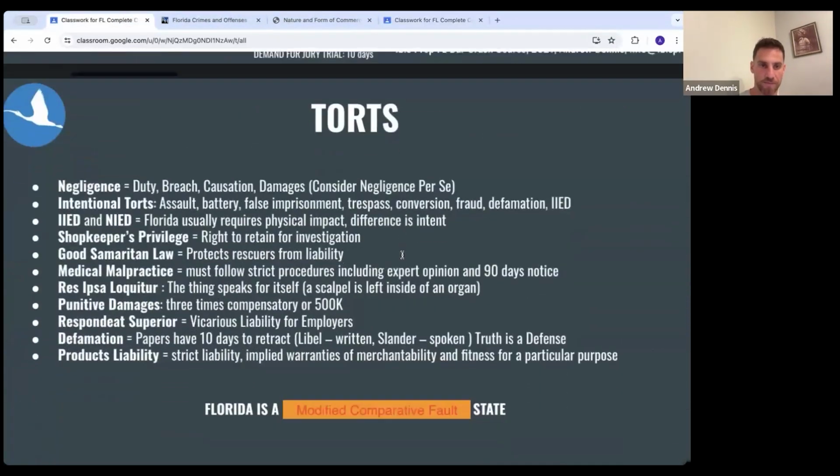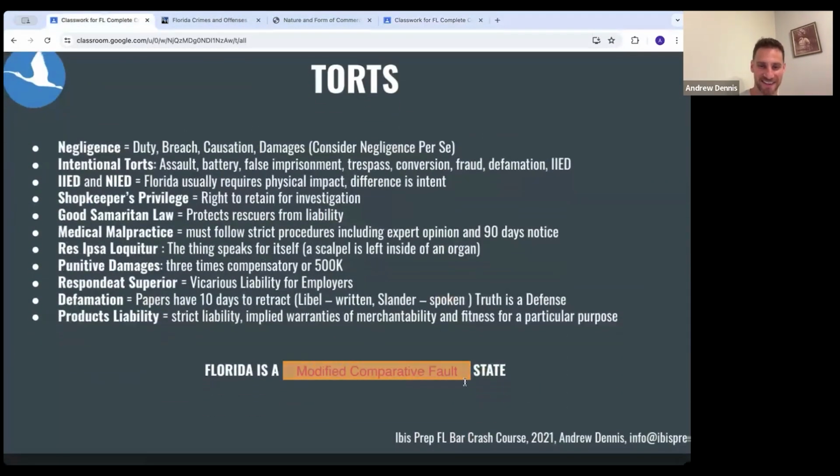Okay. All right. See, this is my other edit that I made. So negligence would be, let's talk about torts now. So negligence would be duty, breach, causation, and damages. And we also talk about negligence per se.